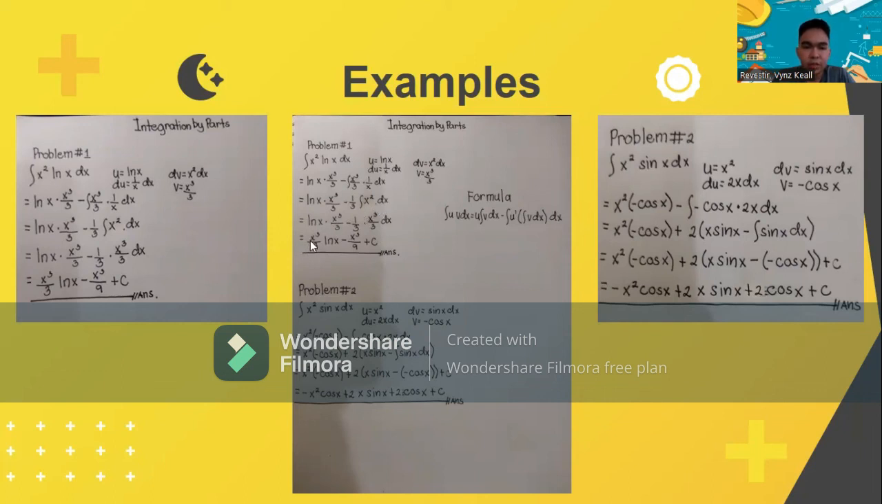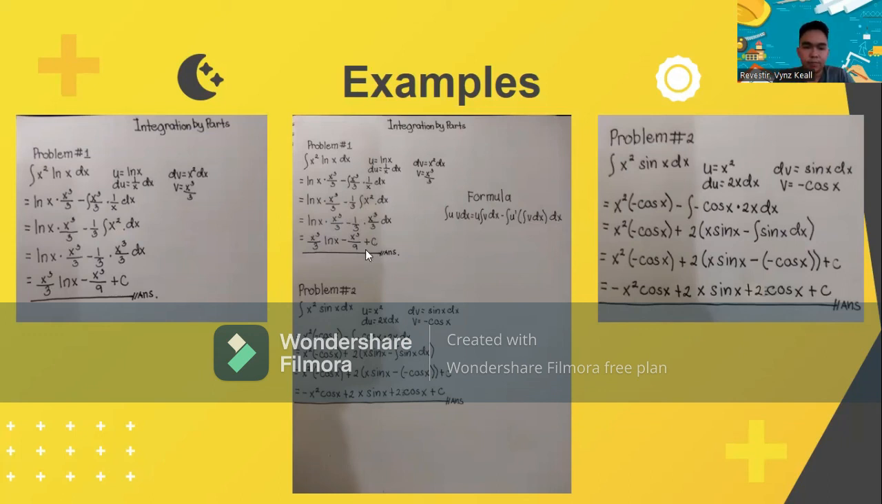dx, and we're just going to express it more. Equals x cubed over 3 times ln x minus, combining, x cubed over 3 times 1/3, which is equal to negative x cubed over 9 plus the constant c.